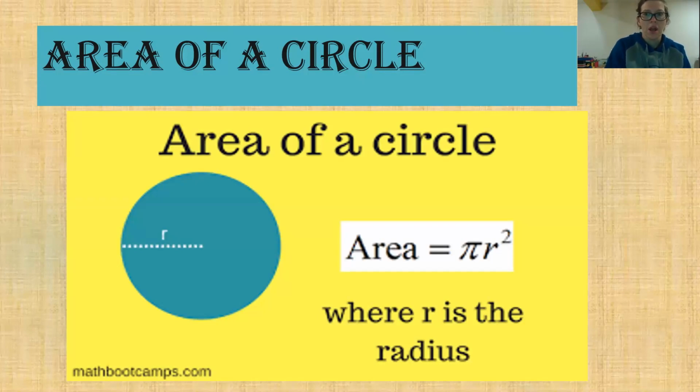Circle. All right, so as you can see on the screen, we have the formula for the area of a circle. Area equals pi times r squared, where r is the radius. I'm sure you'll remember from before when we talked about the parts of the circle, and we talked about radius and diameter, and we found circumference. So hopefully this won't be too difficult.